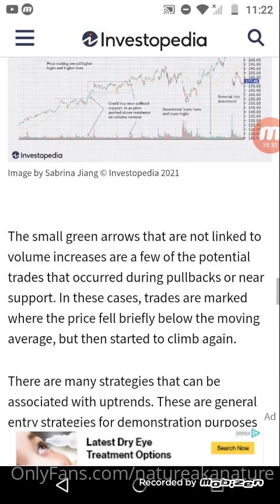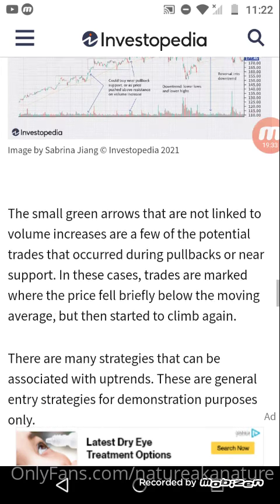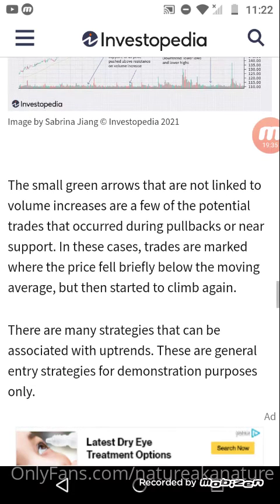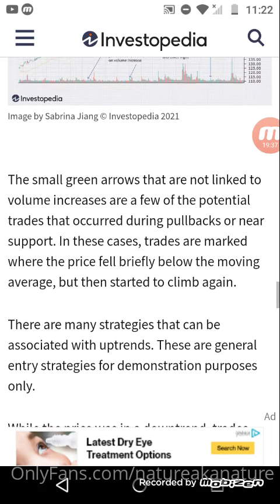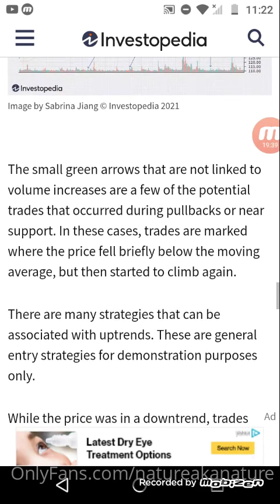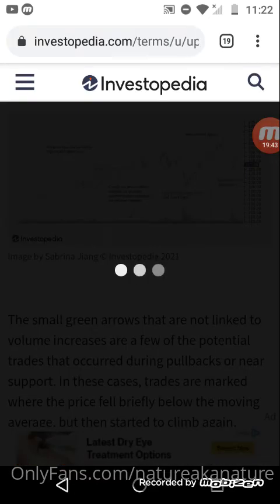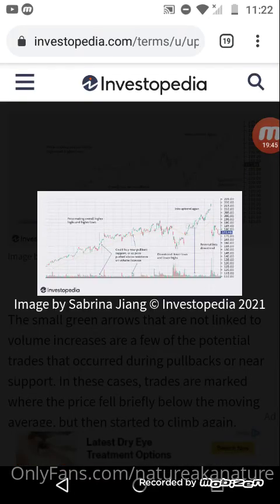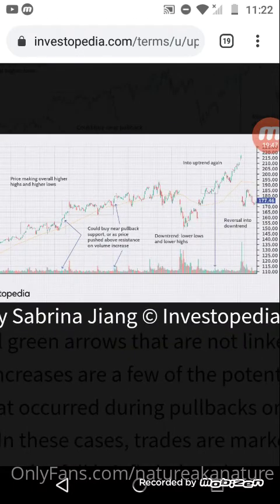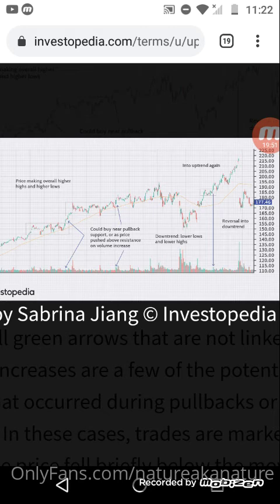There are many strategies that can be associated with the uptrends. These are generally entry strategies for demonstration purposes only. Alright, so you have to have an entry strategy. I'm going to talk about that. This is actually psychology right here to help you y'all, because you have to have a strategy. You have to have an entry strategy. You have to have an exit strategy.